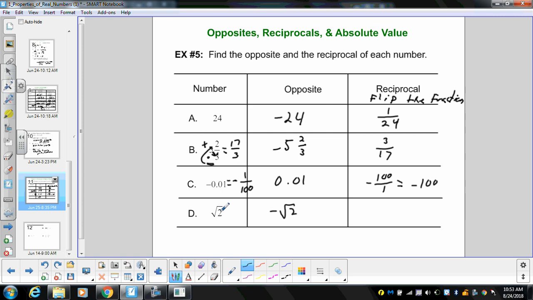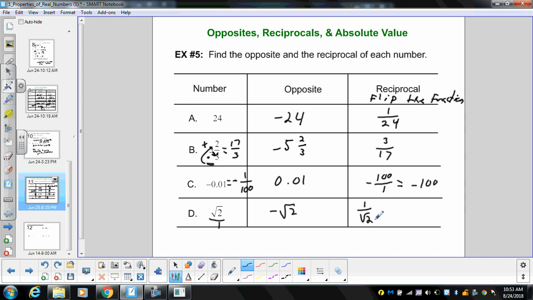All right, same thing over here. Now this is a square root of 2. There's no need to do anything really with it. Realize that this is an irrational number, but a number can still be written over 1. So if I wanted to flip that, it would simply be 1 over the square root of 2.